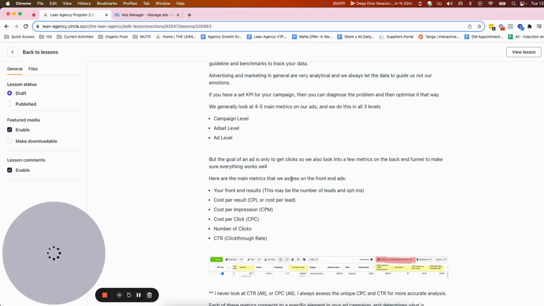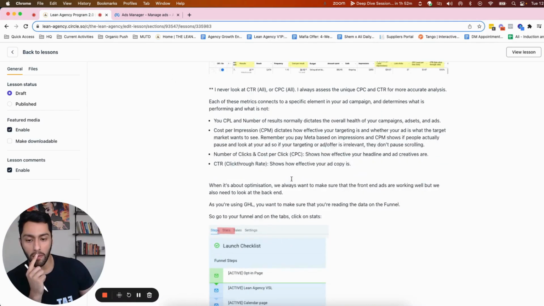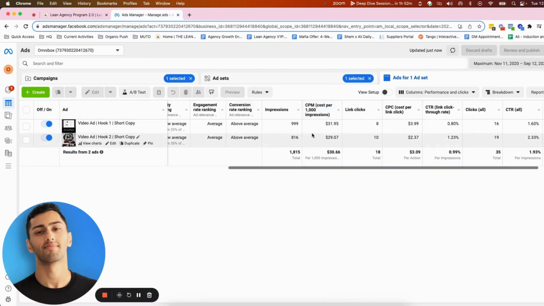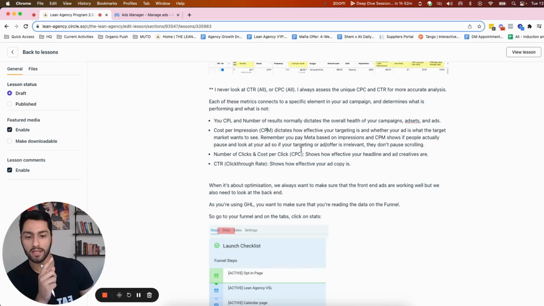So basically, your CPL and number of results normally dictate the overall health of your campaign. Okay, ad sets and ads. The cost per impression, this will dictate how effective your targeting is and whether your ad is what the target market wants to see.